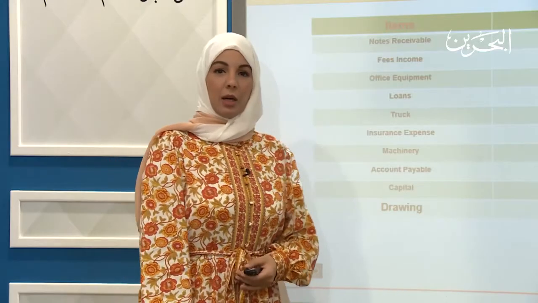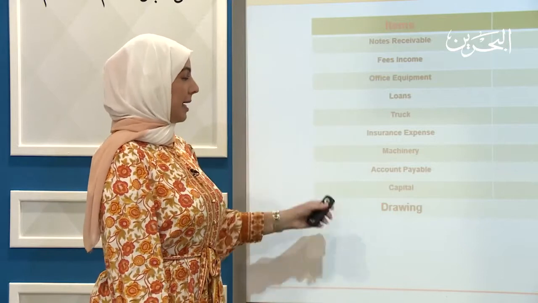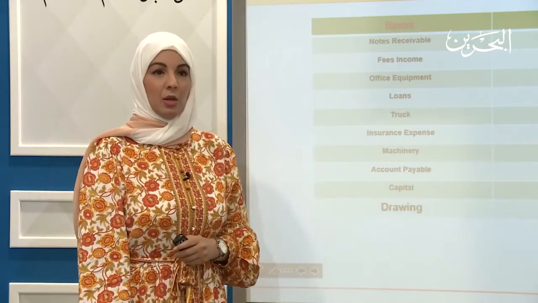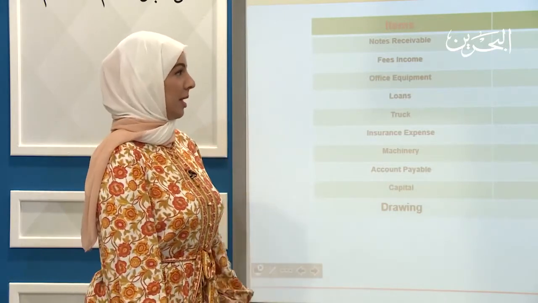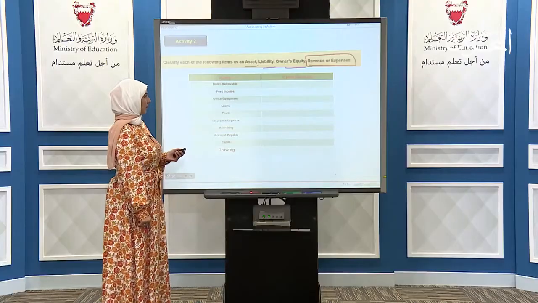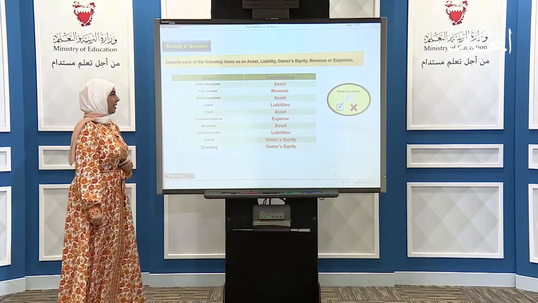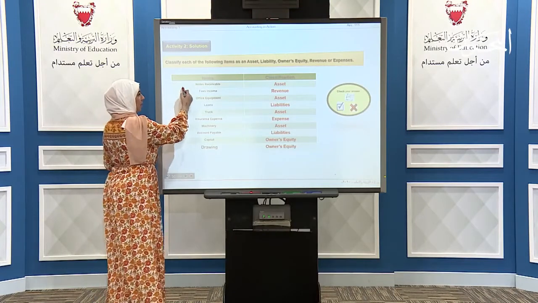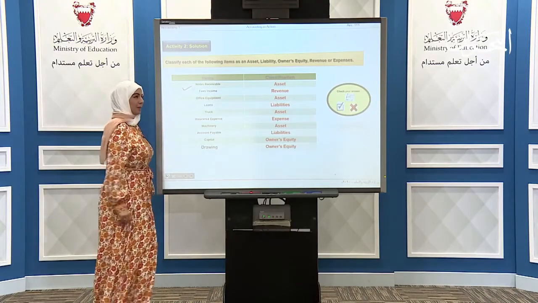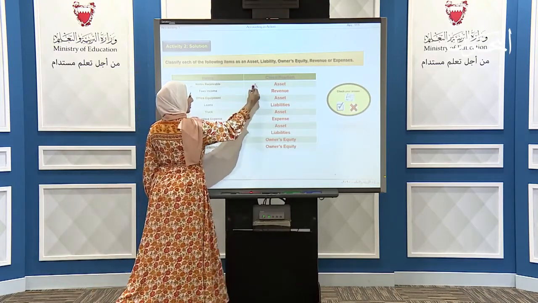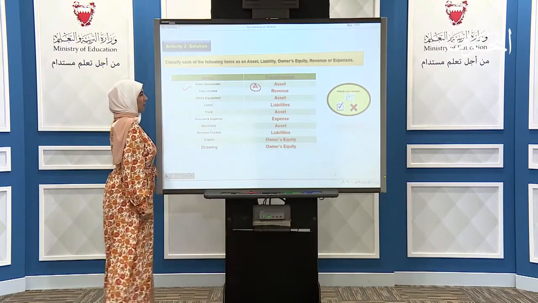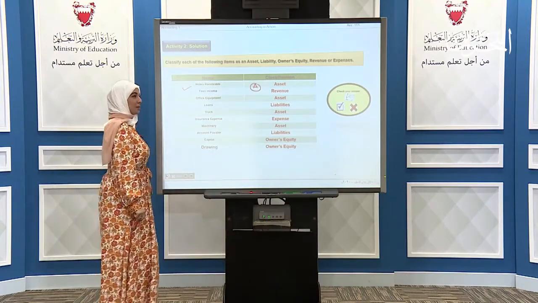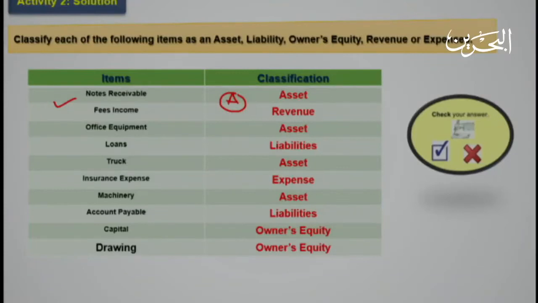After taking a look, my dear student, at the different accounts, let us start with the classification. Starting with the first account, I have the note receivable. The note receivable will be an asset. Moving to the fees income, it will be revenue. And I know revenue is a type of owner equity.